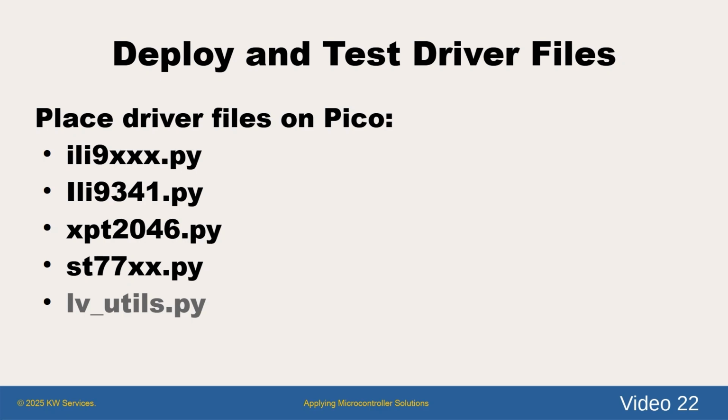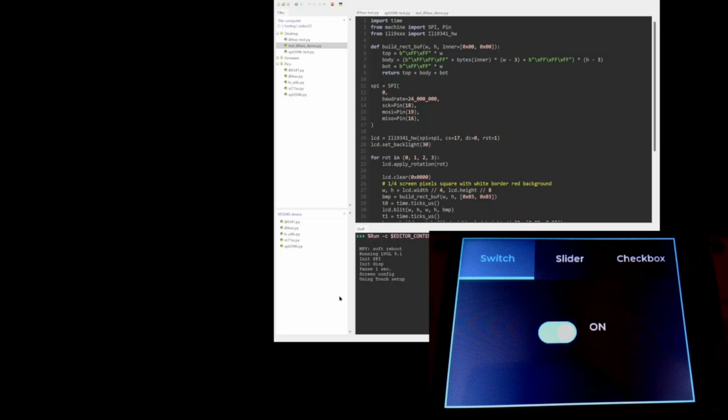To get the demo working on your desktop, go back to my GitHub site and download the other Video 22 files. The driver files are from the LV Binding MicroPython GitHub website. The Pico files are placed on the Pico's RP2040 device directory, as you can see on my screen. The desktop files are run from the Thonny application. Rerunning a program requires a full power reset. In other words, you need to pull and reinsert the USB cable into the PC.